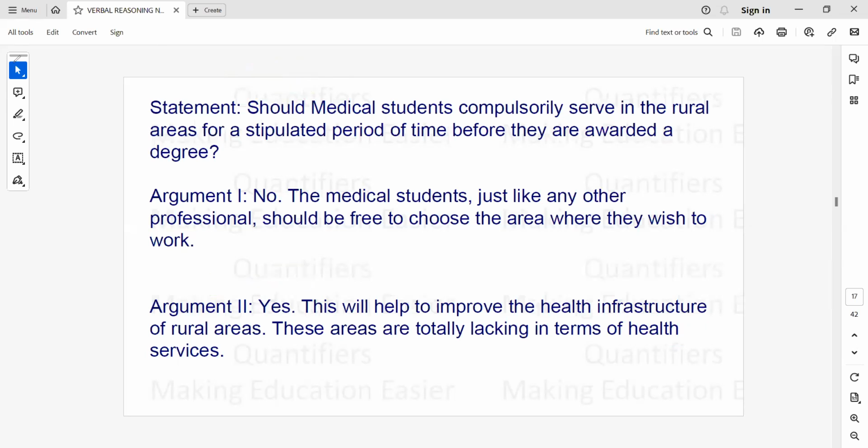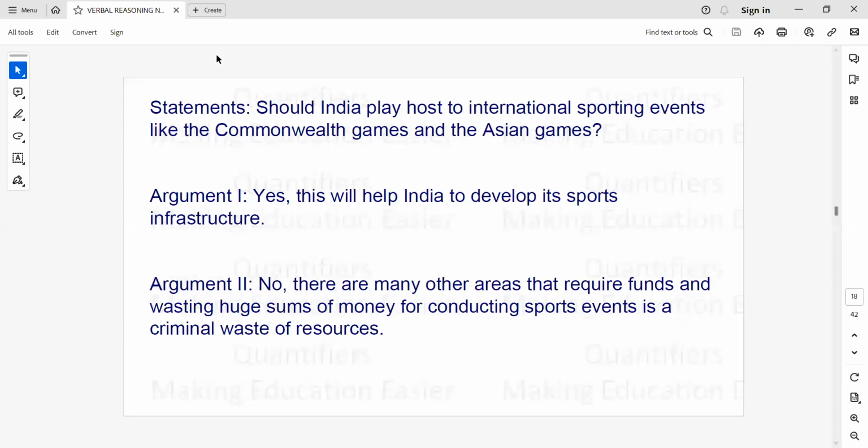For 100% accuracy, you have the topic, which is critical reasoning. Now, let's see the next question. Should India play host to international sporting events like the Commonwealth Games and the Asian Games? Right now we hosted the ICC World Cup. Argument one says yes, this will help India to develop its sports infrastructure. Absolutely correct. There's no harm in that. This is a justification.